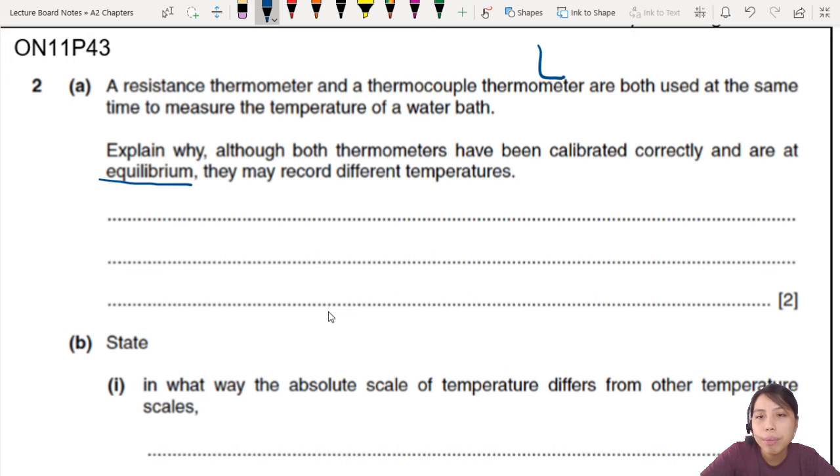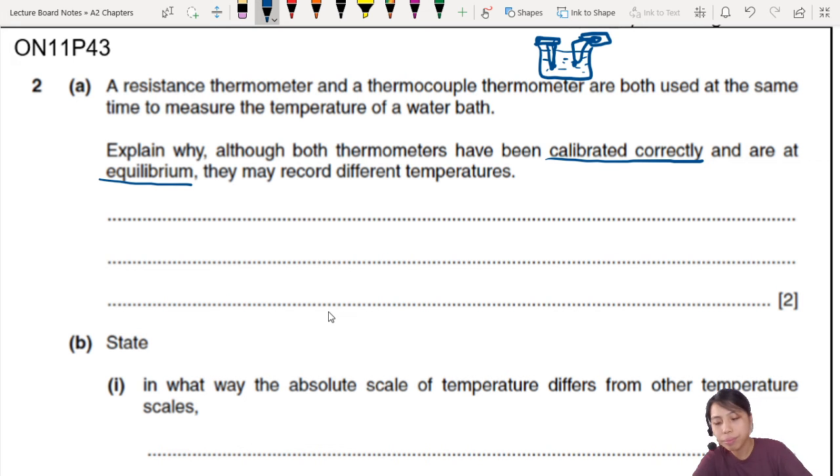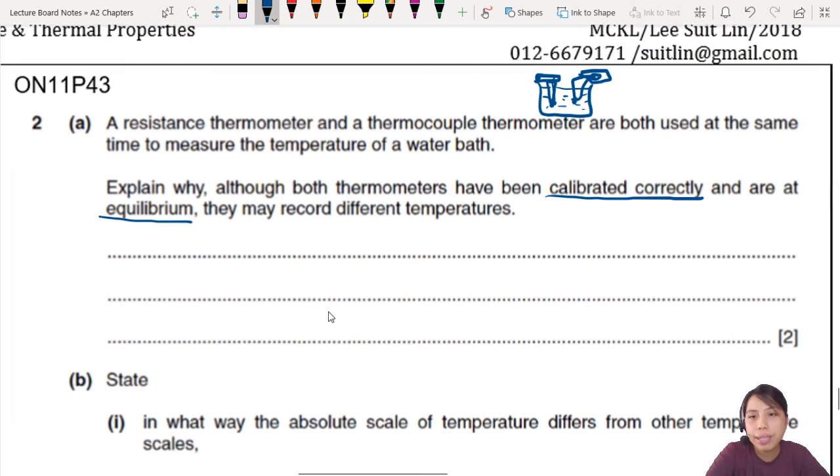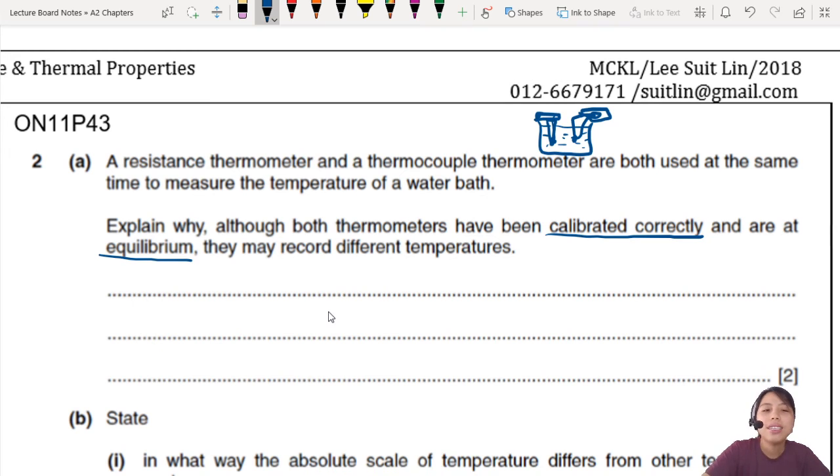So water bath is here, you got two thermometers sticking in. Thermometer resistance, I don't know how to draw, just draw something like that. Thermocouple, I guess you stick one in here. I assume it's already calibrated, so it's the type where you don't need to stick it in a different reference liquid. Why, if they are calibrated correctly, can they measure different things? 2 marks. Explain why. So you remember how these things are calibrated from what we talked about earlier?